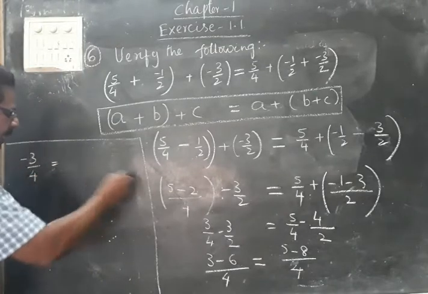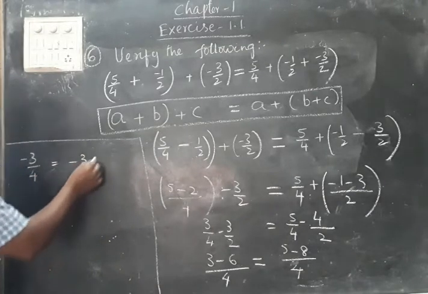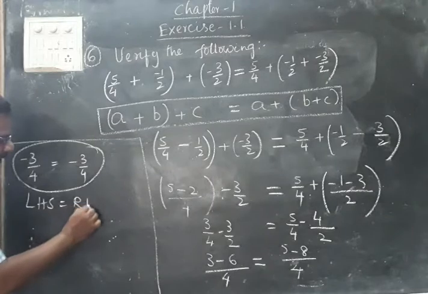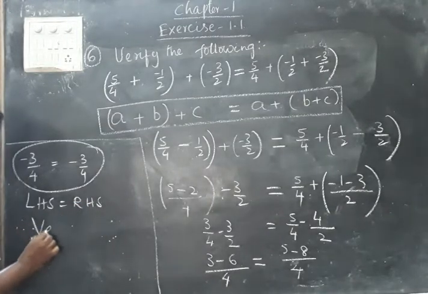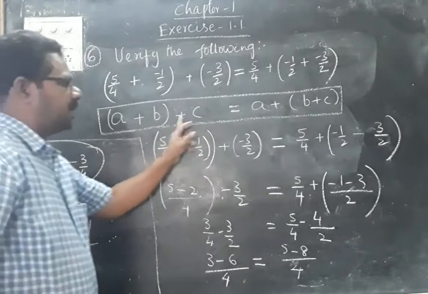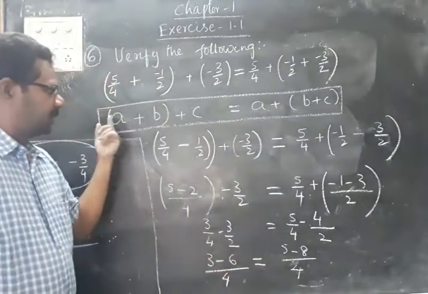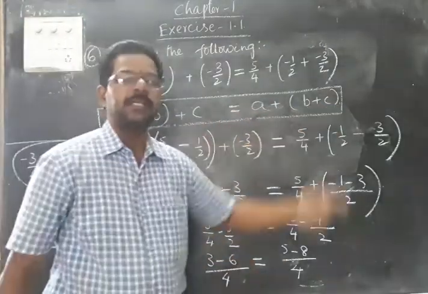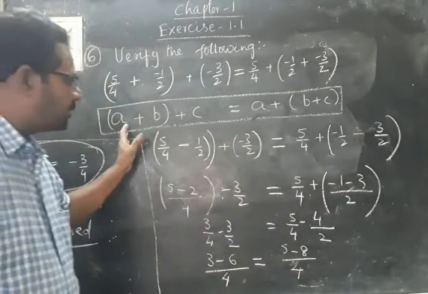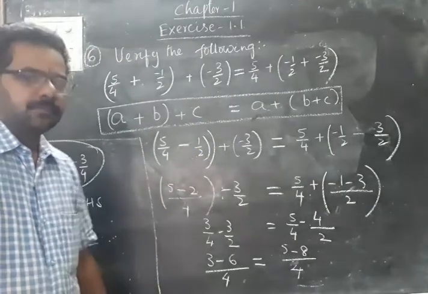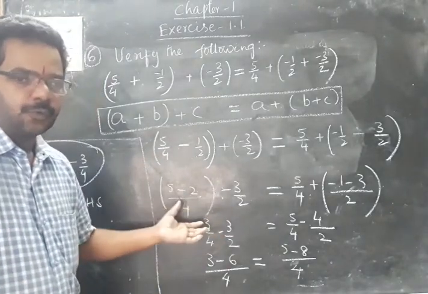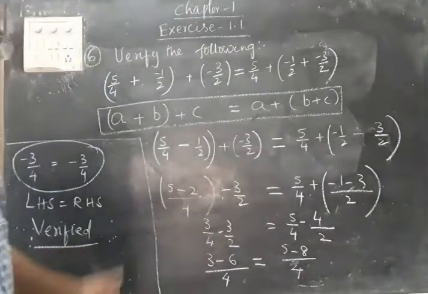Coming to right hand side, 5 minus 8, that is also minus 3/4. So we got both sides equal. That means we can say LHS is equal to RHS. Therefore, verified. Because this is an identity. When we have a property, (A + B) + C = A + (B + C), in this property we are checking. All the properties are always true, left hand side should be equal to right hand side. But sometimes we have to cross check whether it is true or not.